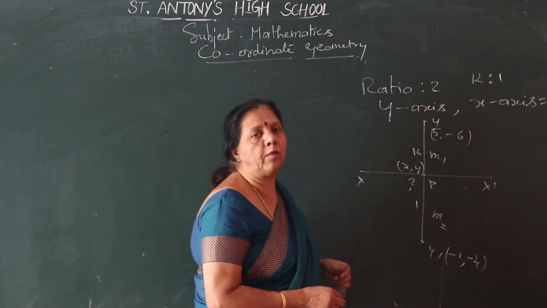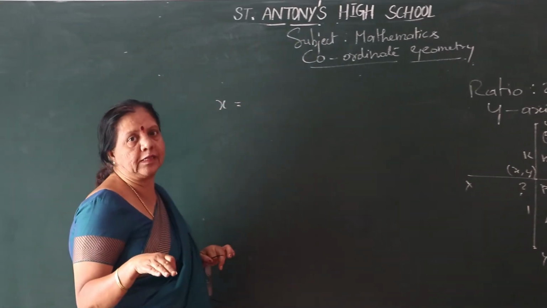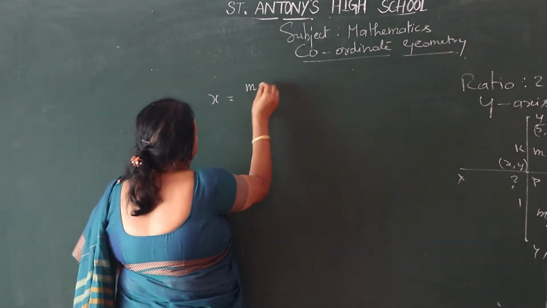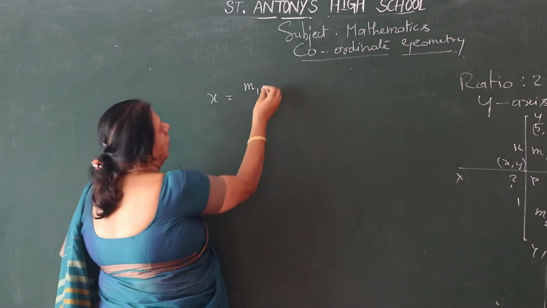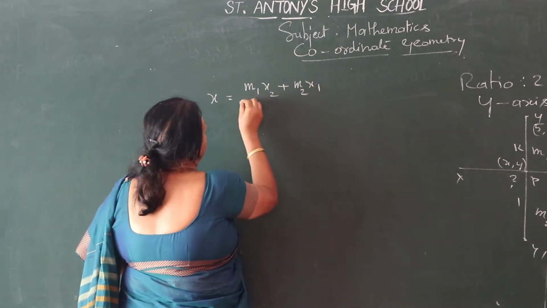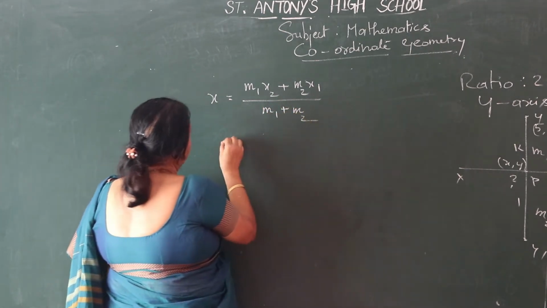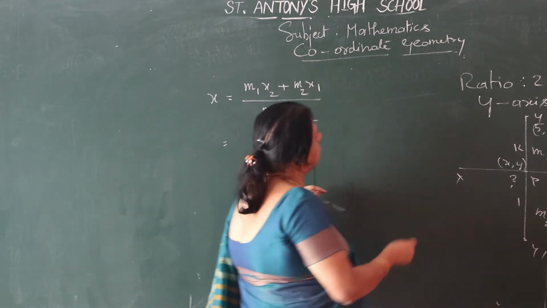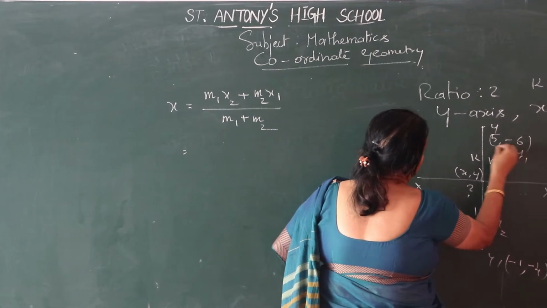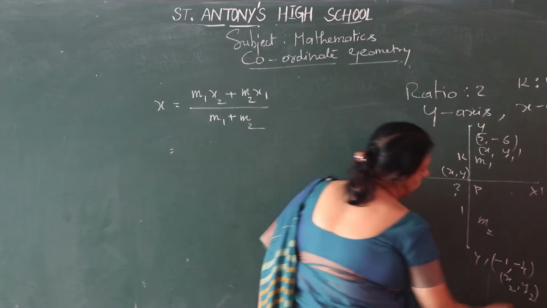What is the section formula for x? X is equal to, I taught you in the previous sum: m1 x2 plus m2 x1 over m1 plus m2. This is the section formula. Now which is the x1 and x2? This is x1, y1. This is x2, y2. You got it? Got it.